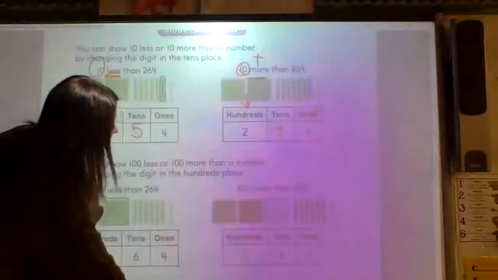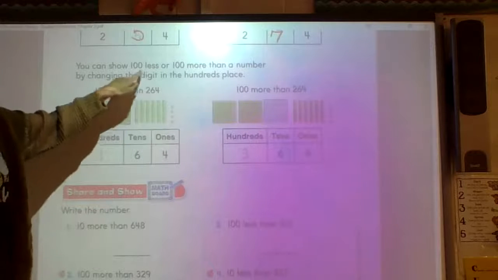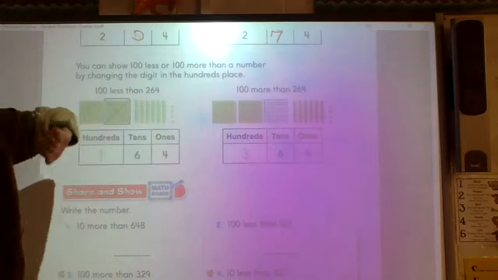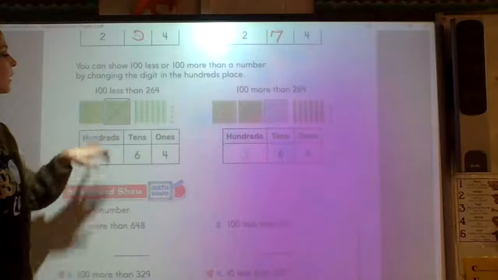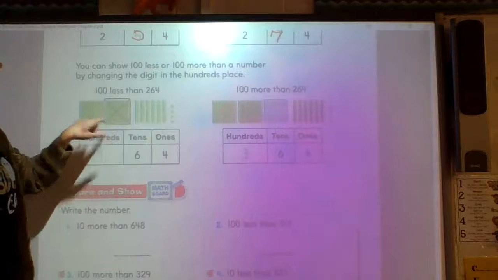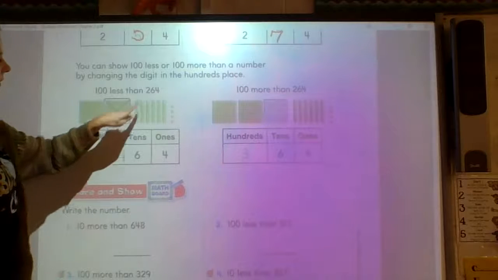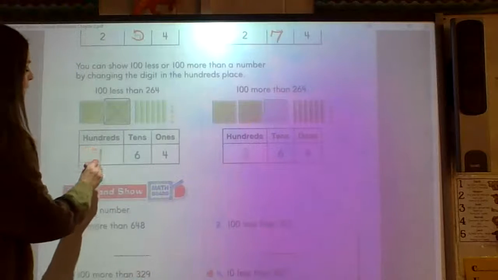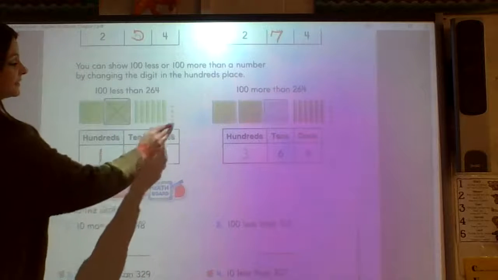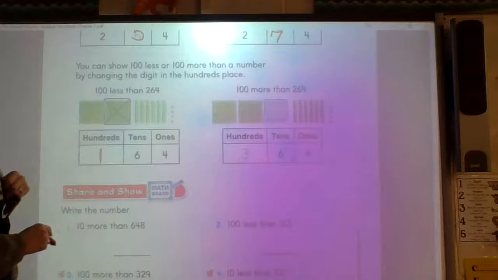Now the same can be said for our hundreds. You can show 100 less or 100 more than a number by changing the digit in the hundreds place. 100 less than 264, they crossed out their hundreds block. And instead of 264, they now have 164 because the 60 and 4 did not change.